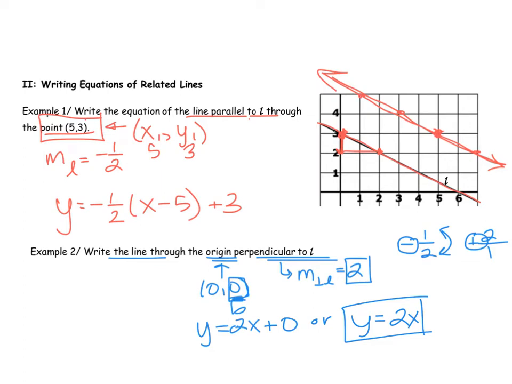Additionally, just to make sure that my equation makes sense, I'm going to graph that line and make sure that it looks perpendicular to my red line. So y-intercept of 0 and a slope of 2. And when I sketch that line, it definitely looks perpendicular to line L.